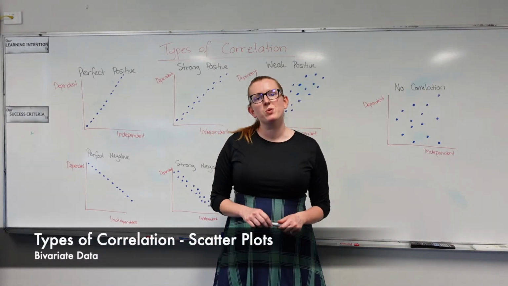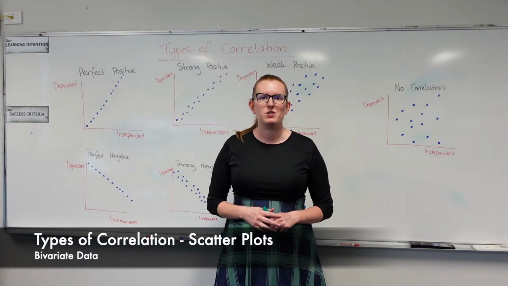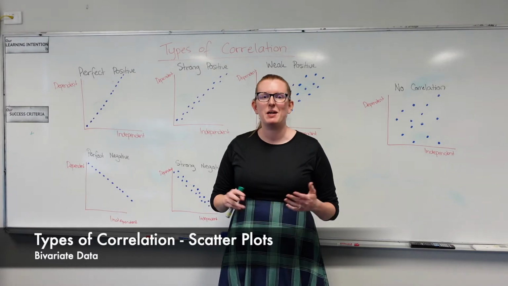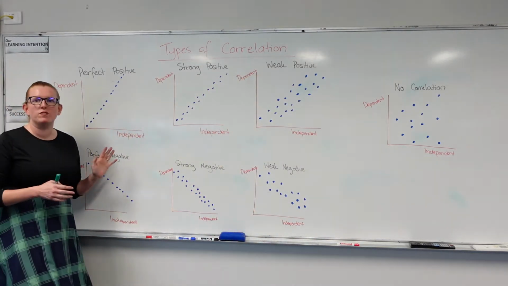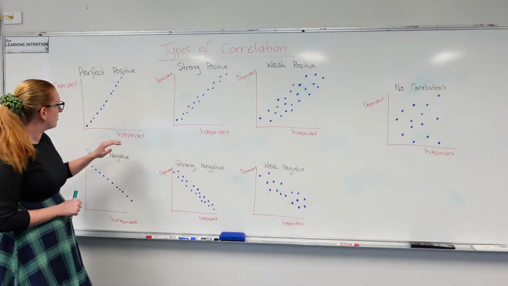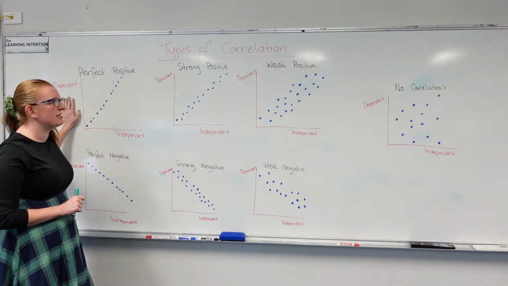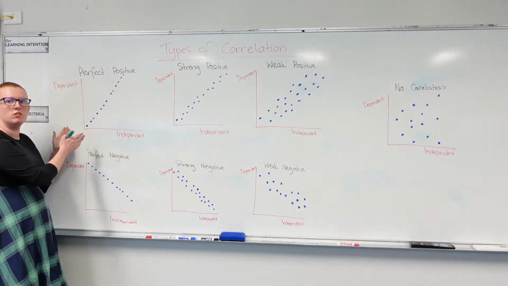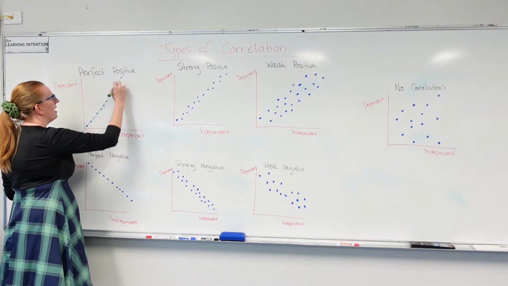All right, now I want to talk to you about different types of correlation that you will see in scatter plots. So there are 7 different kinds, and I'm going to show you them here. So if I've graphed all of my results from gathering data, I've got my independent variable on the bottom and my dependent variable as my y-axis.